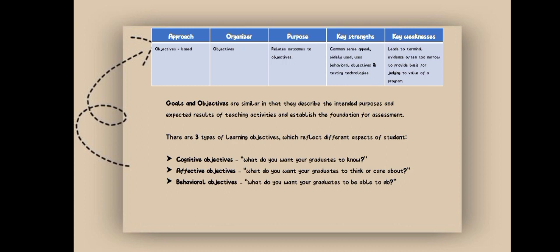In cognitive objectives: what do you want your graduates to know? It means what your students should know about your topic. In affective objectives: what do you want your graduates to think or care about? And the behavioral objectives: what do you want your graduates to be able to do?